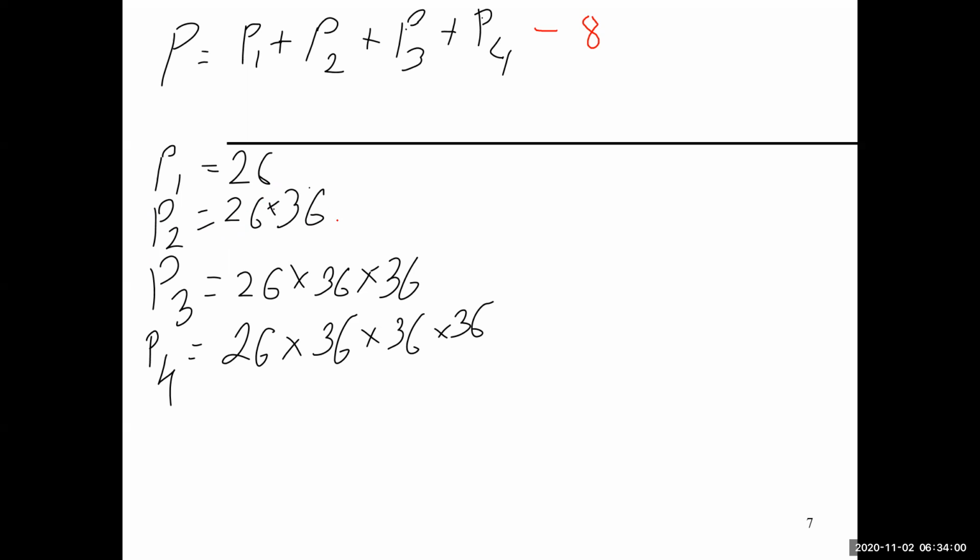For 2 character length, the first character will be an alphabet, so it can be chosen in 26 ways, and the second character is either a letter or a digit. So there are 26 letters plus 10 digits, so it can be chosen in 36 ways. For 3 length variable names, the same way, 26 into 36 into 36, and P4 is 26 into 36 into 36 into 36. The sum of these 4 subtracted by 8 will give us the total number of variable names that can be generated.